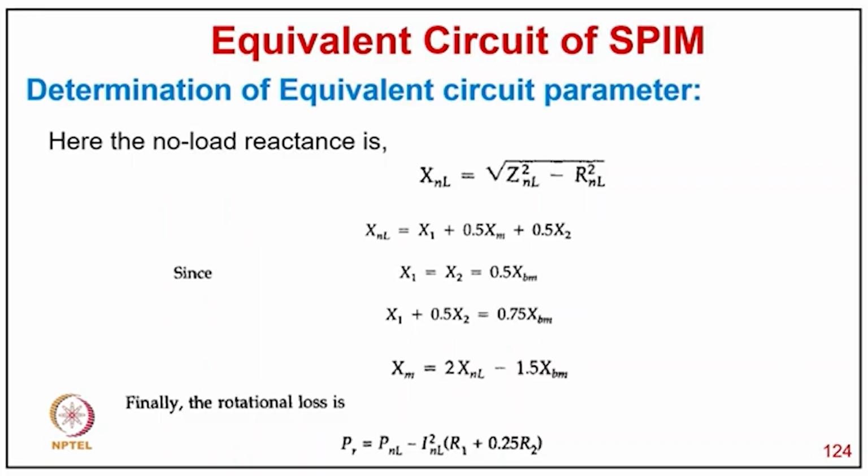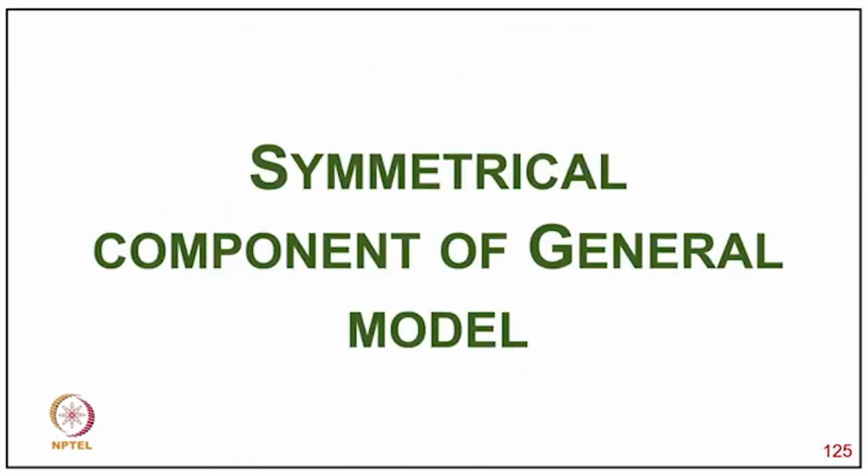XNL will be X1 plus 0.5 XM plus 0.5 X2, where X1 equals X2 equals 0.5 XBM. Or you can call it X1 plus 0.5 X2 equal to 0.75 XBM, or XM equal to 2 XNL minus 1.5 XBM. And finally, the rotational loss will be PR equal to PNL minus INL square times the bracket R1 plus 0.25 R2.